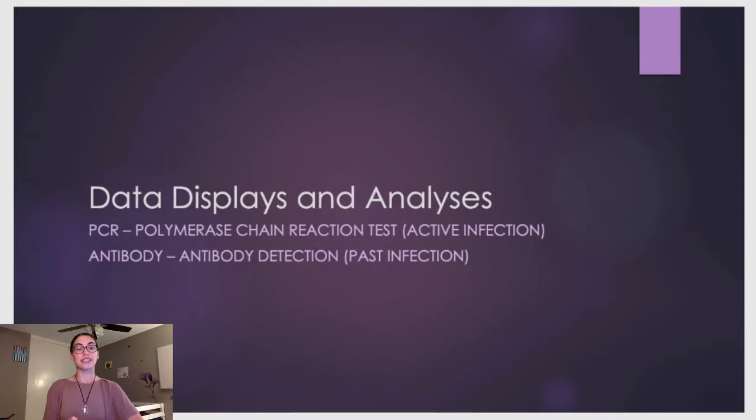Now we will discuss the data displays and analysis presented in Green's article. In terms of the two COVID tests that are publicly available, namely active infection tests or past infection tests, PCR or polymerase chain reaction tests are used to detect an active infection, whereas antibody tests are used to detect past infections.